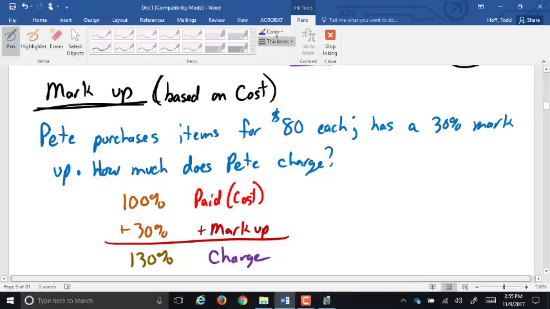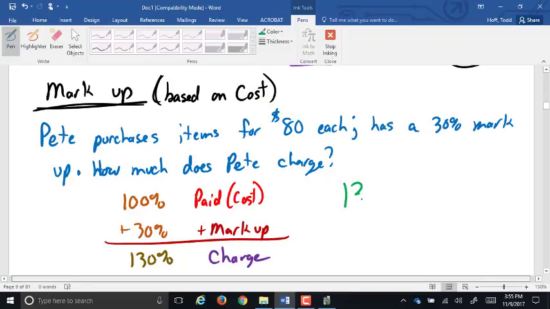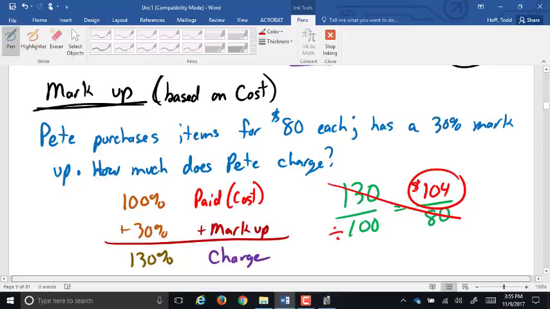So if I want to find how much Pete's going to charge, it's best if I just find the 130%. Of course, the 100 represents the cost. $80 is the cost. Cross multiply and divide. 130 times 80 divided by 100 is 104. So Pete's going to charge $104 for those items.